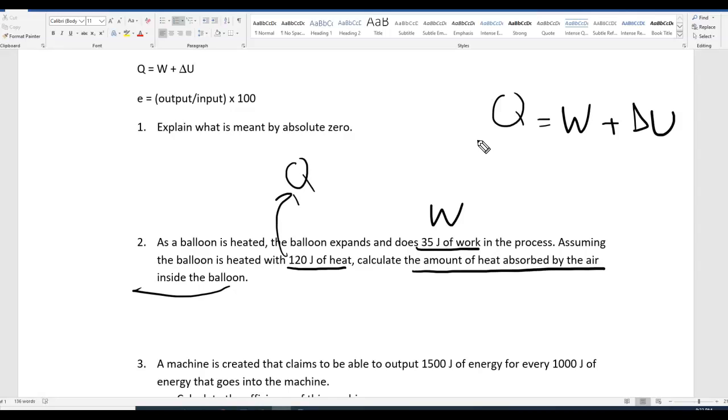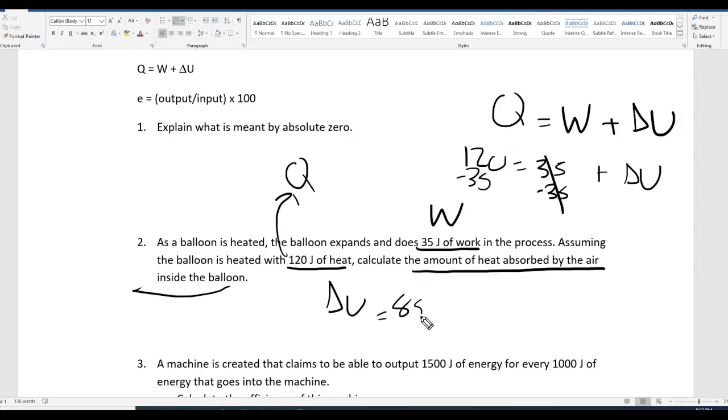And so in this case, we have our Q is 120. We have the work, which is 35. And we're basically solving for delta U. Okay, so because we're adding 35, we want to subtract 35 on both sides. Okay, and so delta U is going to be 120 minus 35, and that's going to be 85 joules. Okay, so hopefully that was a pretty basic calculation question. Pause it there if you need to take a look at that. Okay, so I'm going to erase this answer.